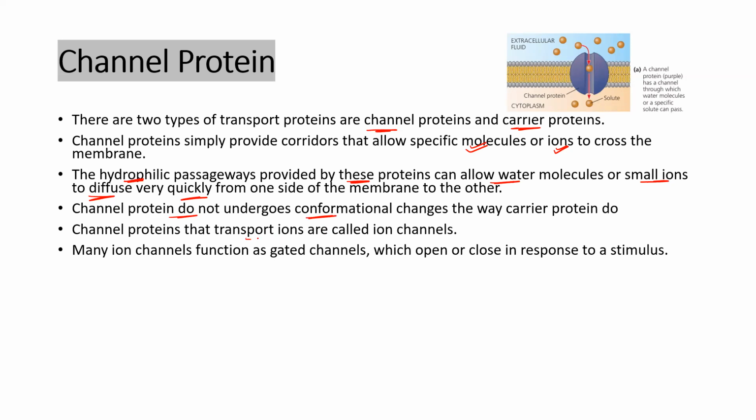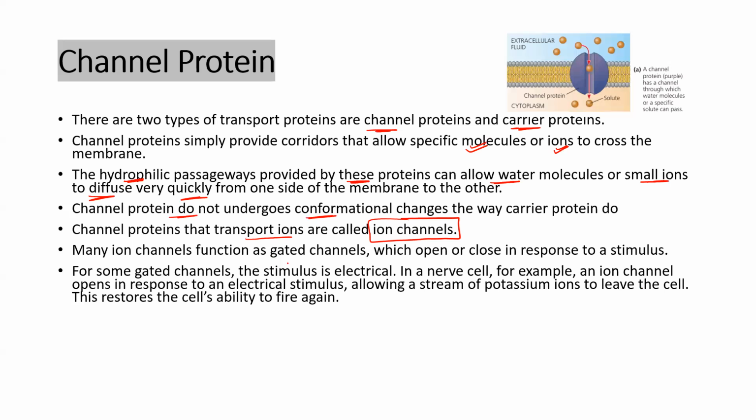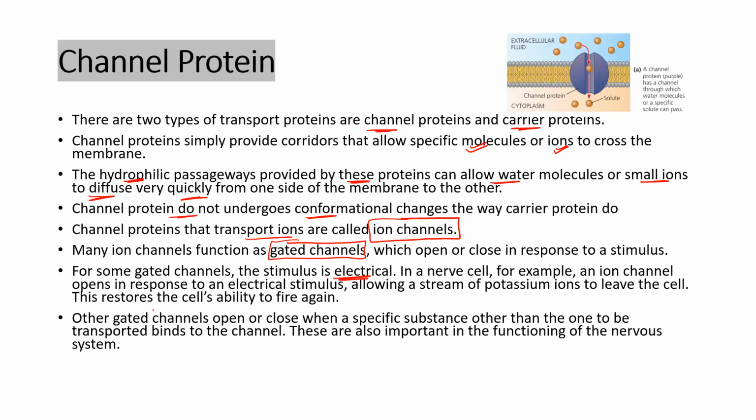Channel proteins, if they transport ions, we will say they are ion channels. These ion channels can be opened in response to a stimulus. These types of channels which open in response to a stimulus are known as gated channels. The stimulus can be electrical, for example, as we study in the nerve impulse, or they can be ligand gated, meaning some chemical is bound. The other gated channels will open or close when a specific substance other than the one transported binds to the channel. So two types of gated channels are there.